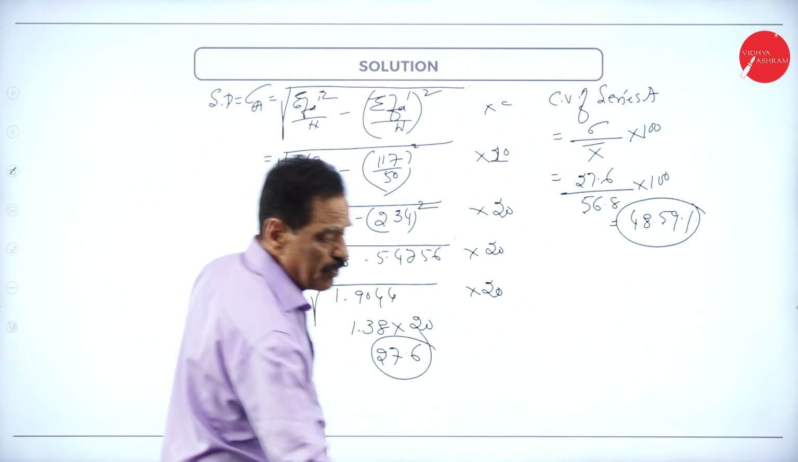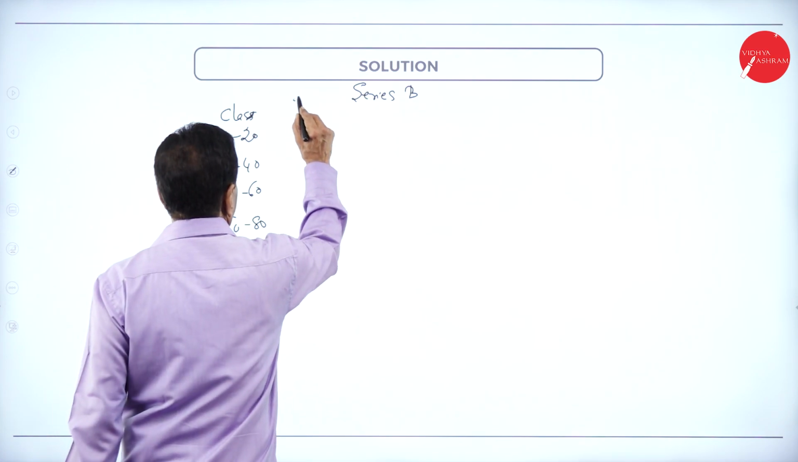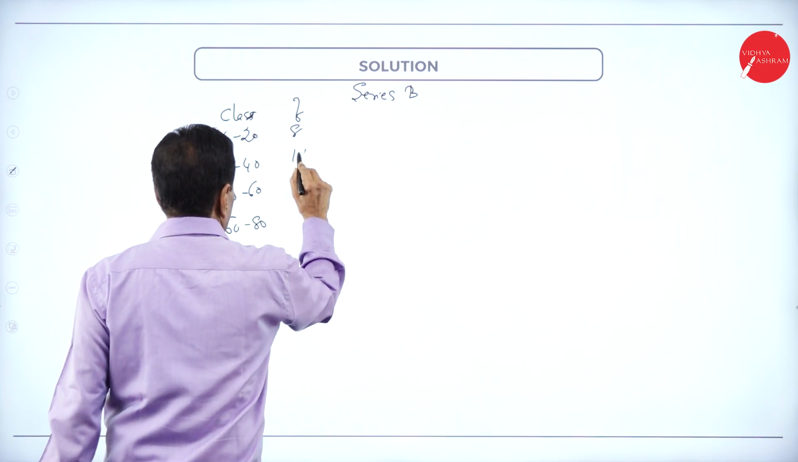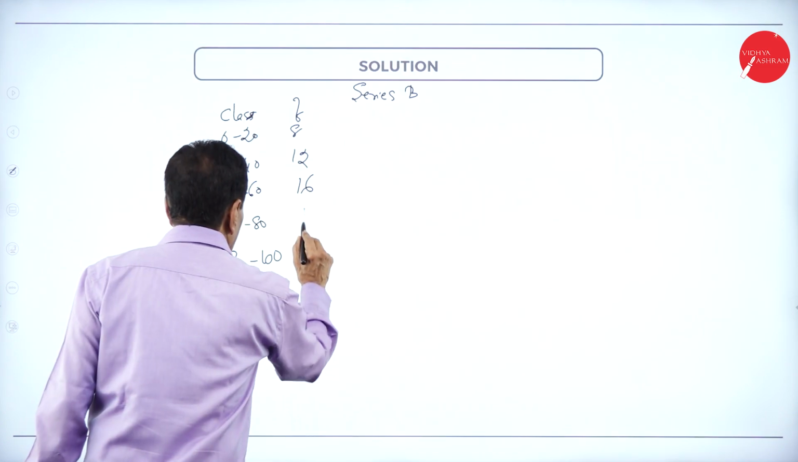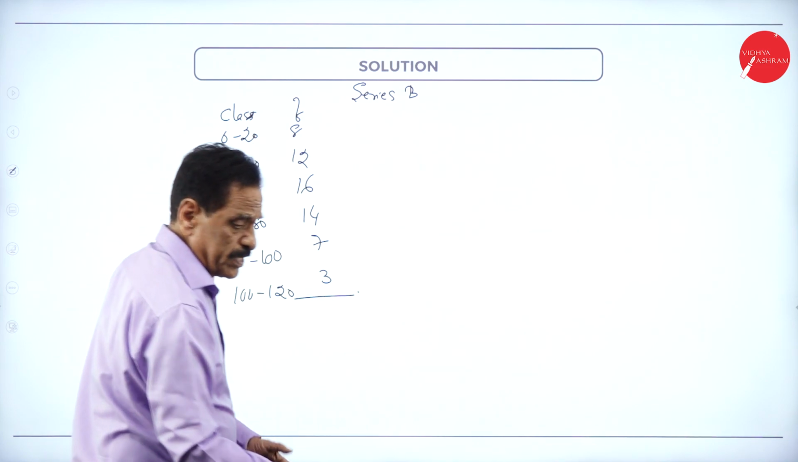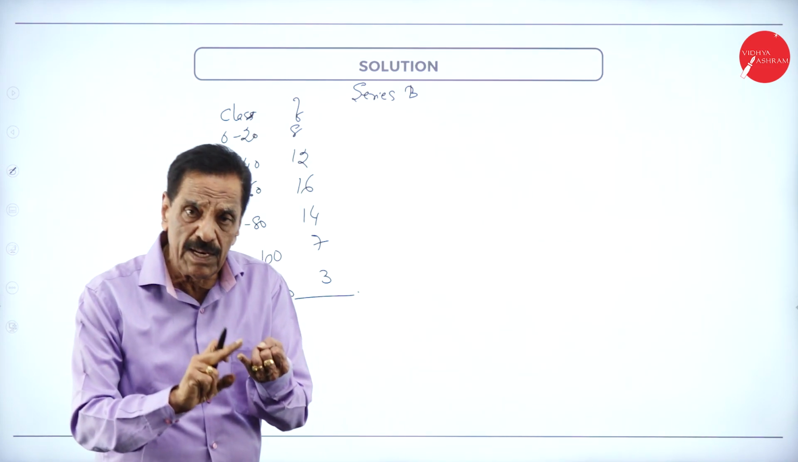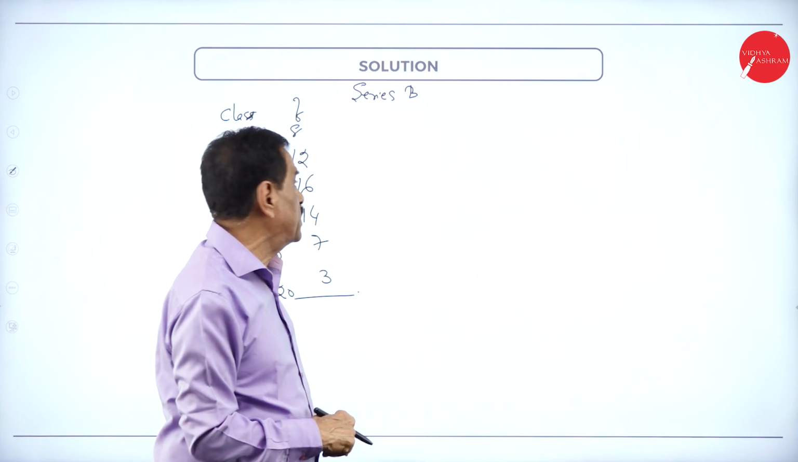Frequency, we can go with the frequency now: 8, 12, 16, 14, 7, 3. This is the given problem. Same as before, we have to calculate the mean and the standard deviation and find out the result. Who is more consistent?